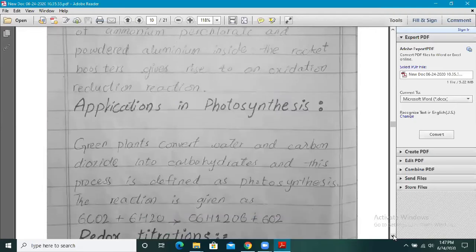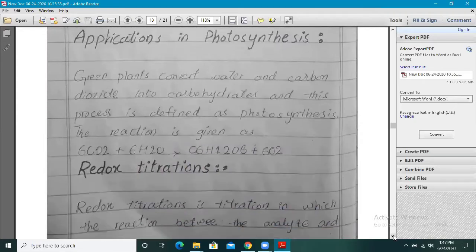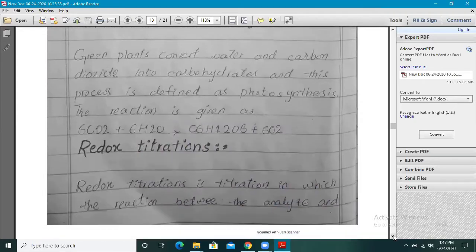Now we have the application in photosynthesis. Green plants convert water and carbon dioxide into carbohydrates, and this process is defined as photosynthesis. The reaction is given as.